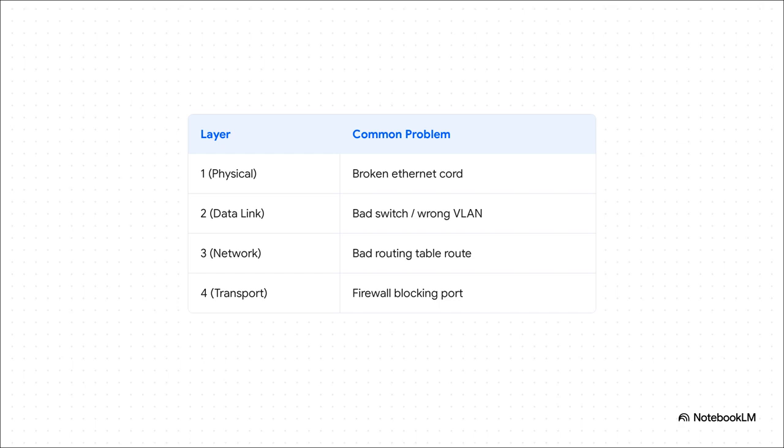That sounds like a layer 2 problem, maybe a bad switch. Can't get to Google? That might be a layer 3 issue, like a bad route in a router somewhere. Can't access one specific website, but others are fine? That points to layer 4. Maybe a firewall is blocking the specific port that service uses. See, it's a really powerful way to narrow things down.